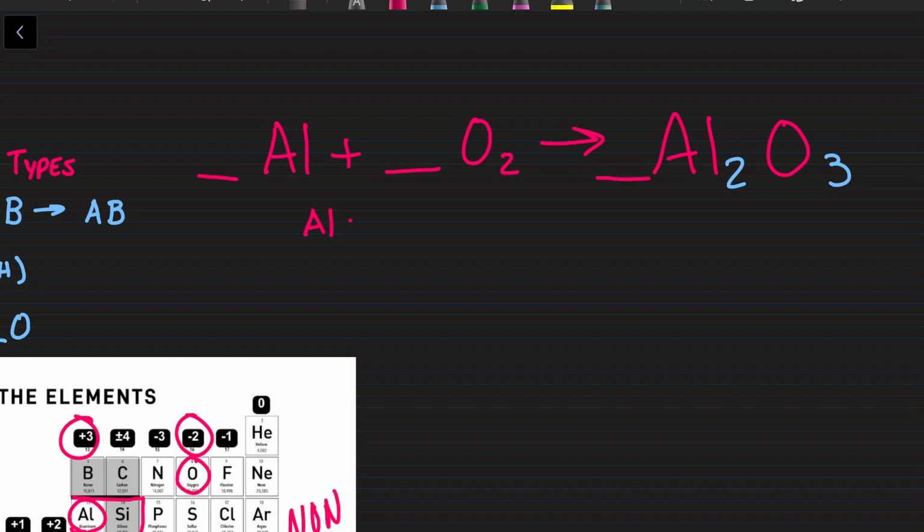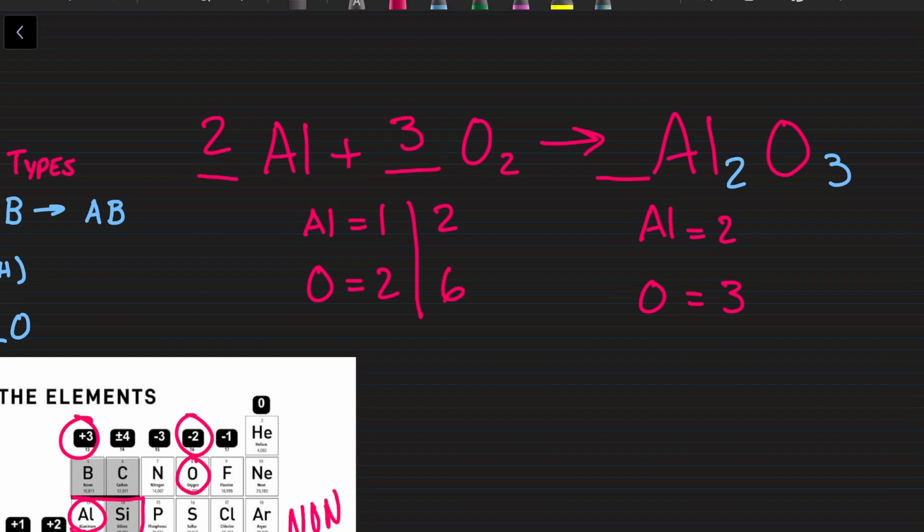So I will start writing out all of my elements just to see how many atoms of each I have on each side. And for this case, what I will be doing is multiplying the left side by 2, my aluminum, so that it can match the one that I have on my right side. After this, I will go ahead and multiply my oxygen by 3, so that I have a 6 on my left side, and then on the other side, I will multiply by 2, so that I can have a 6 for that oxygen.